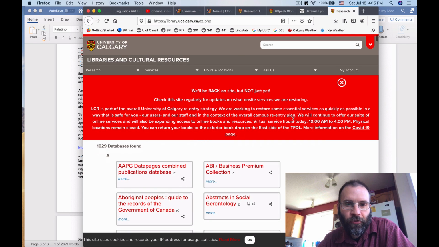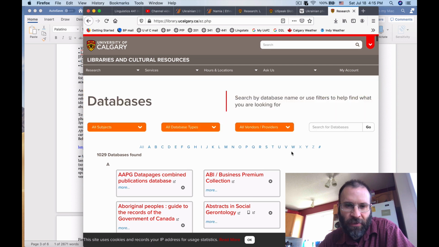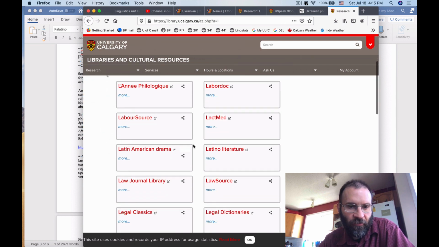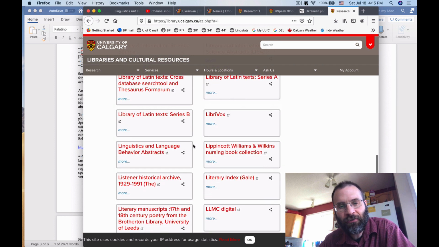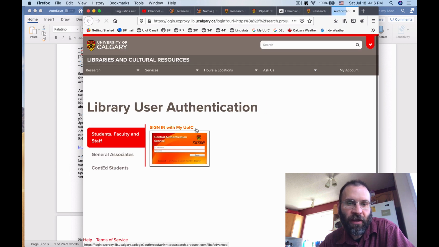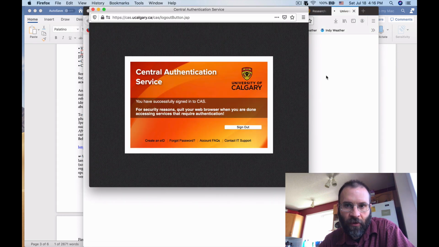Yeah, this is our library, and they've got this note here about how they're still getting back up to speed. But go to the L links here. So these are like databases of published research in various topics. So the one that's most relevant to us is Linguistics and Language Behavior Abstracts. And you need to sign in with this. Let's see if I can succeed in doing it.